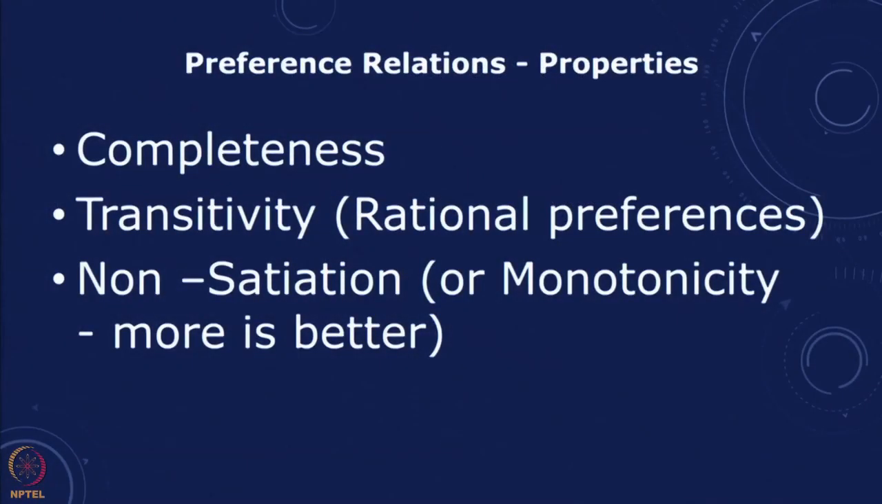So this is the second part. We talked of completeness, we talked of transitivity. The third assumption for preference relation, the property, is non-satiation. And this is not always a correct assumption in real cases, but for the economic calculation, we say that more is better.